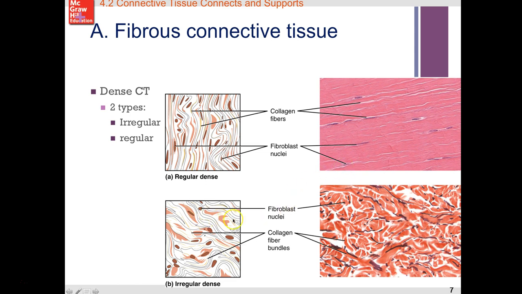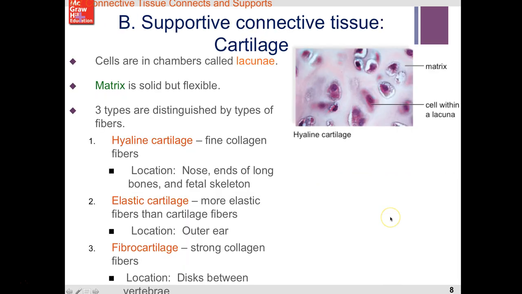Whereas the irregular tissue, I don't want to say no structure to it, but it has no organization to it. It's just in disarray. All of this reddish in here are the collagen fibers, and then you see the fibroblasts are just randomly placed amongst that collagen. So we get over to our supportive connective tissue, and that is going to be our cartilage and bone.